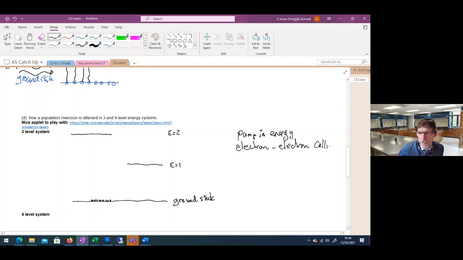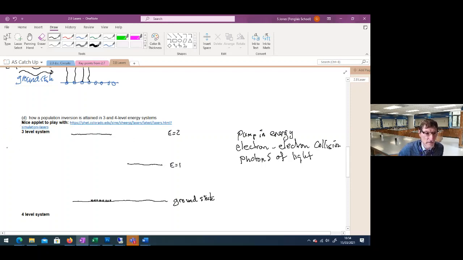So I could just absolutely hammer them with electrons and give them energy, or I could use photons of light. Doesn't matter how you do it. Different systems use different ways. So I'm going to pump in energy. Now that energy I'm going to pump in is equivalent to E equals hf.